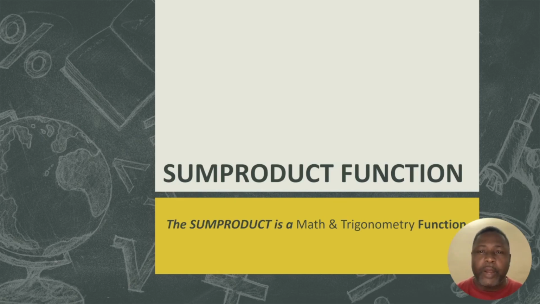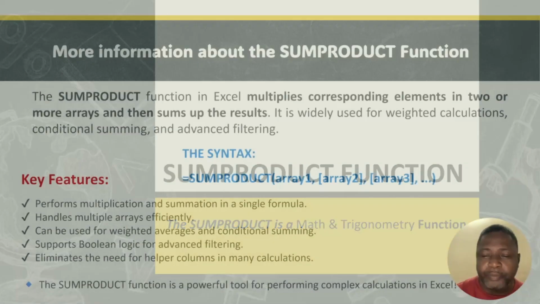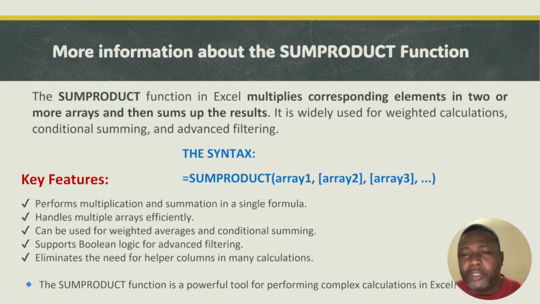In this video, we are going to be looking at the SUMPRODUCT function. The SUMPRODUCT function is a math and trigonometric function. This function multiplies corresponding elements in two or more arrays and then sums up the result. It is widely used for weighted calculations, conditional summing, and of course, advanced filtering.